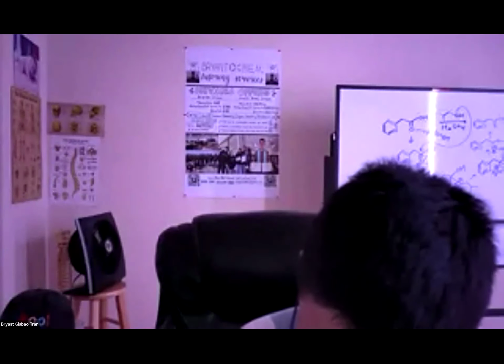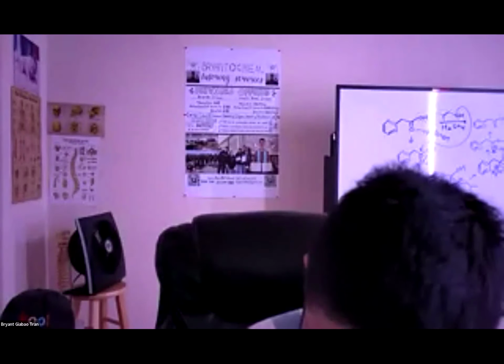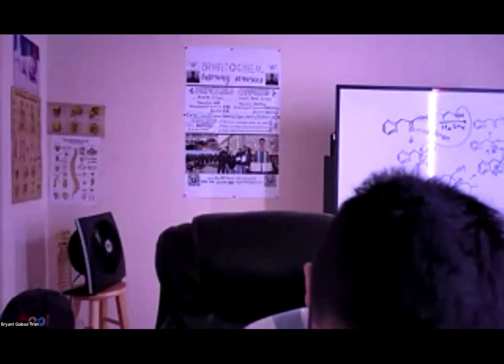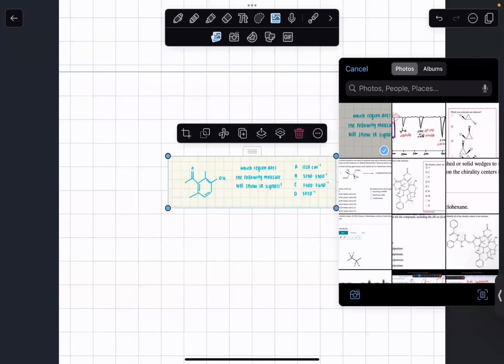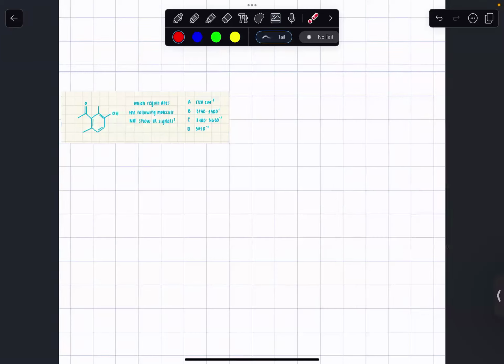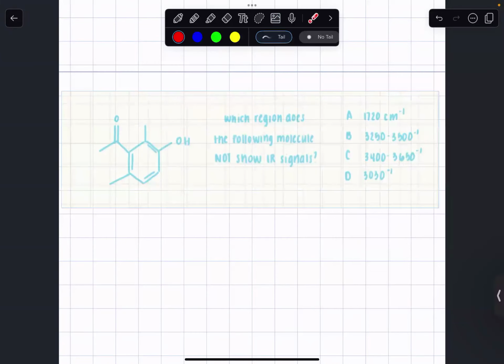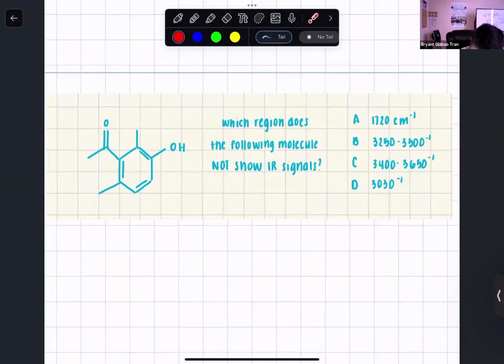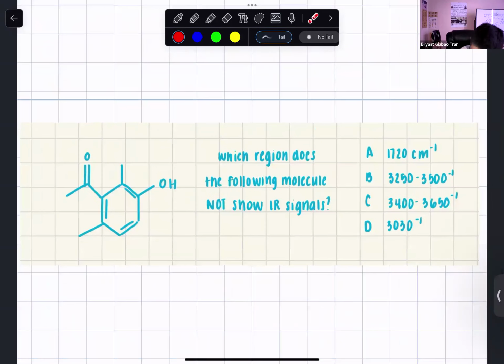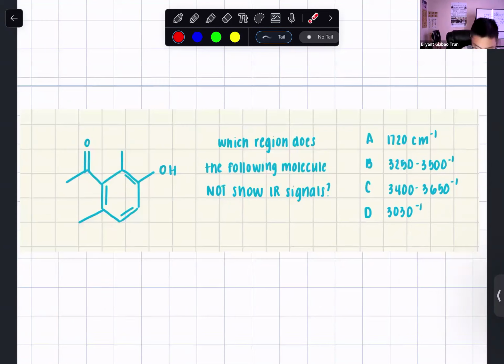Okay, share screen. Which region does the following molecule not show IR signals? So, to approach this problem, what I would do first is determine what functional groups are present and how that will show up in the IR.